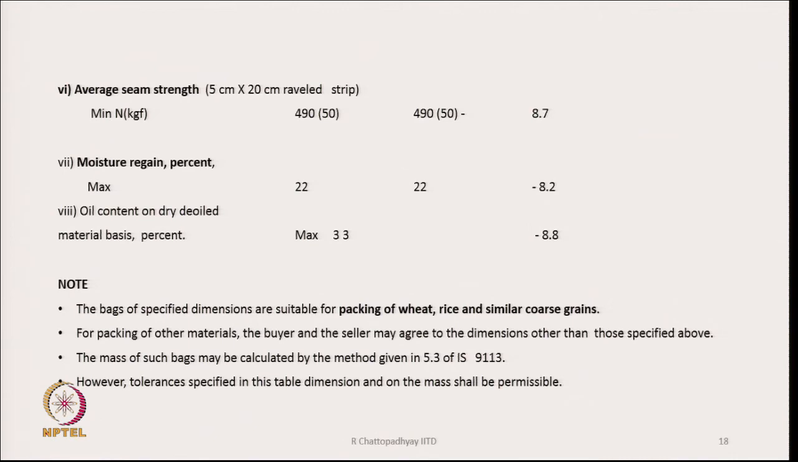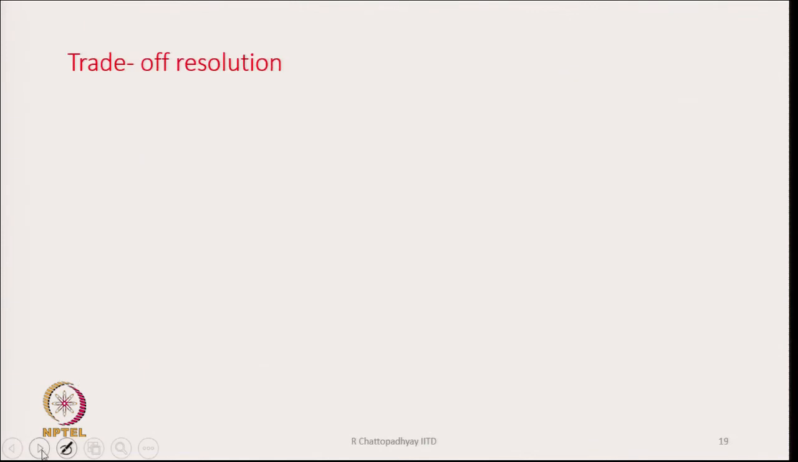So, see, in this case the bag specified dimensions are suitable for packing of wheat, rice and similar coarse grains. If it is fine grain, then probably you have to go for still higher end density or peak density. Otherwise, through those perforations between the threads, some of these grains will be moving out. So, this is one example which I just stated. Similarly, there could be others also.